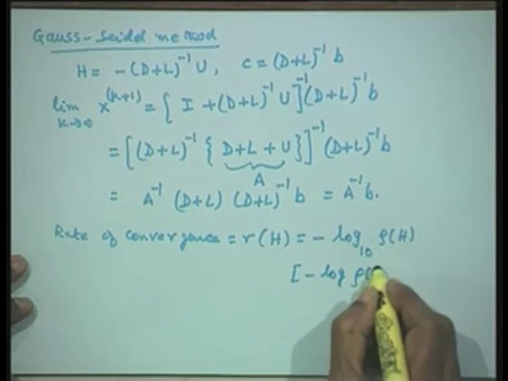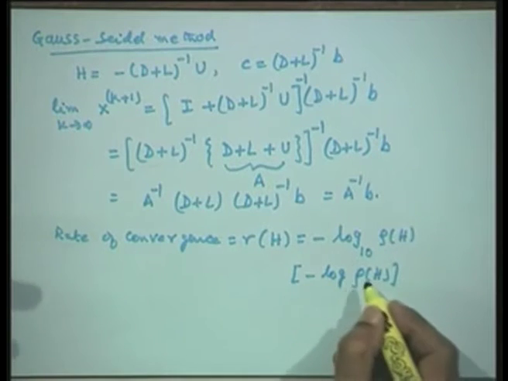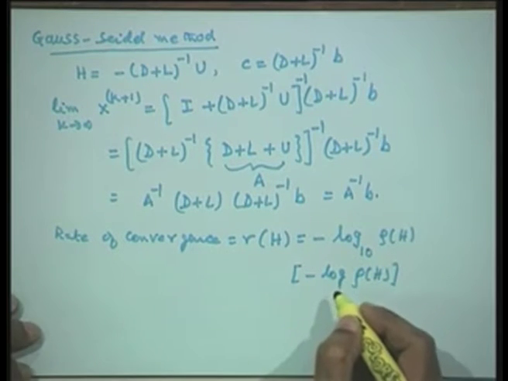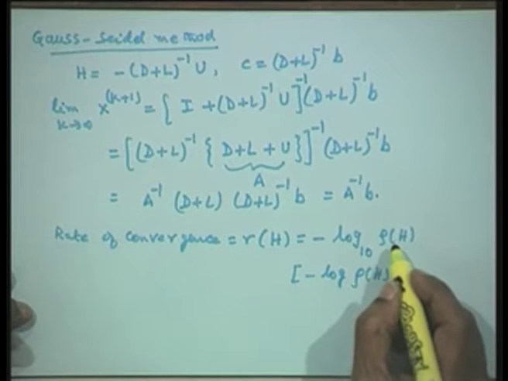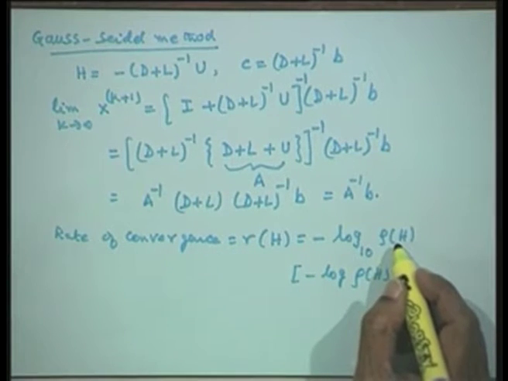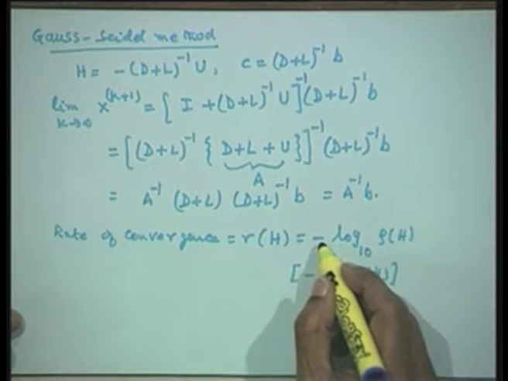Some books do use base e also, so you could, but state that you are using base e. Now, you can see that the spectral radius is a quantity less than 1, therefore the logarithm of that number is a negative number. So, this becomes a plus sign.